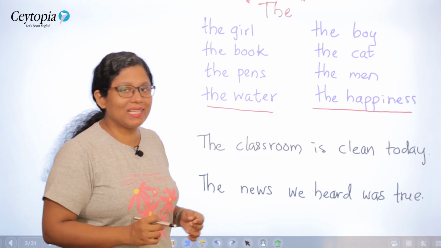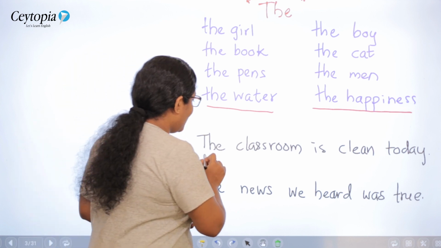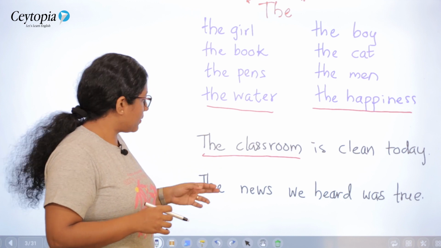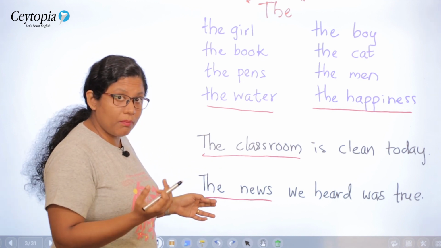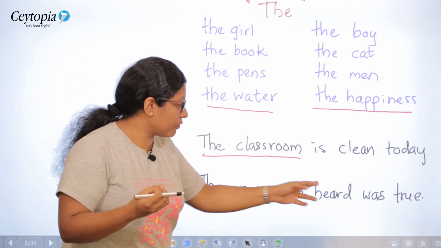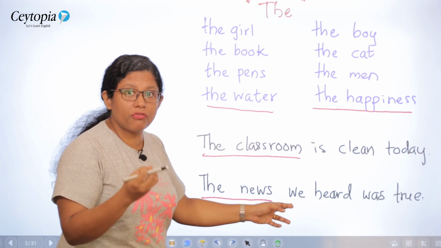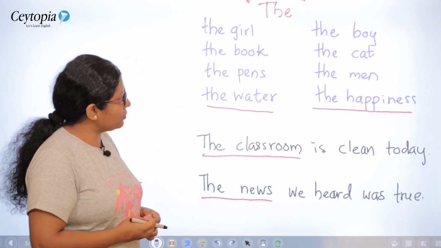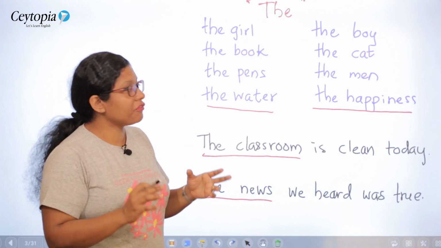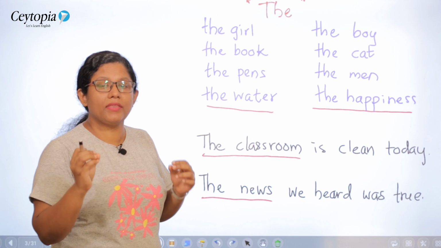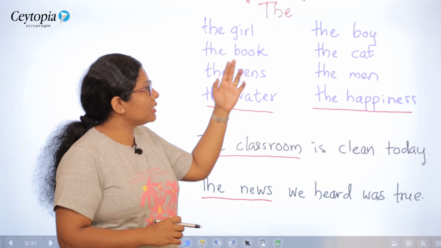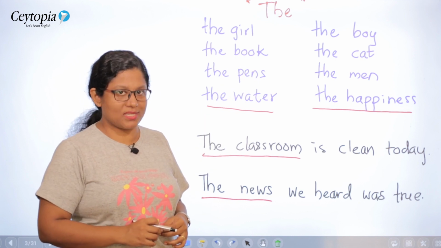The classroom is clean today. We are referring to a known classroom. The news, we are talking about a piece of information. The news we heard. We are referring to a specific piece of information. So, in this case you can see that the article the is used for specific things, for definite things. We are going to learn 5 basic rules about using the article the from now onwards. Rule number 1.